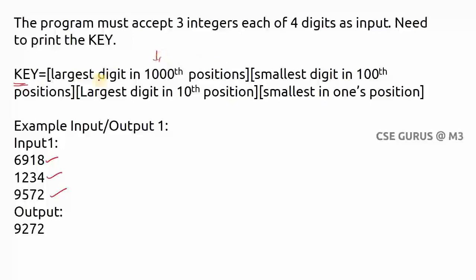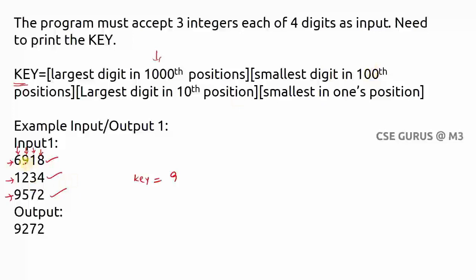So what are those 4 digits? First digit is the largest digit in the 1000th position. If you take 1's position, 10th position, 100th position, this is the 1000th position. Now what is the key value? First means the largest digit in thousands. What is the largest digit of the three numbers in the 1000th position? What are the digits you have first? 6 is there, 1 is there, 9 is there. What is the largest of these 3? 9.